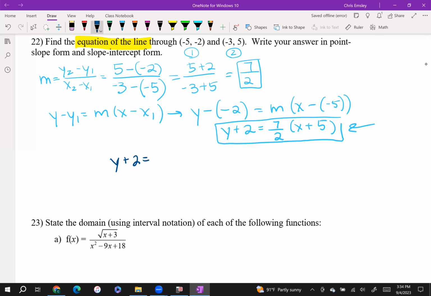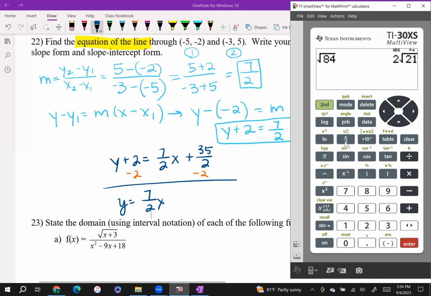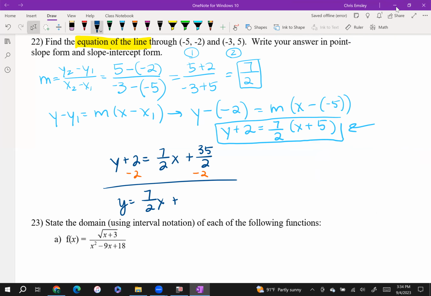We'll distribute that 7/2. So we get 7/2 x plus 35/2. And then we're going to subtract 2 from both sides. y equals 7/2 x plus 35/2 minus 2. Maybe you don't like fractions so much, so use your calculator with that fraction button. 35/2 minus 2 is 31/2. So there is our equation in slope-intercept form.